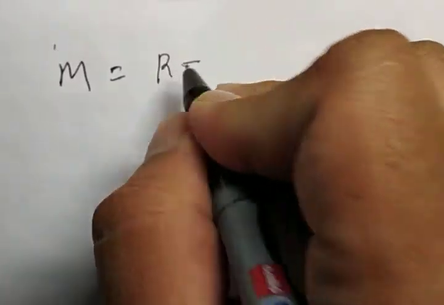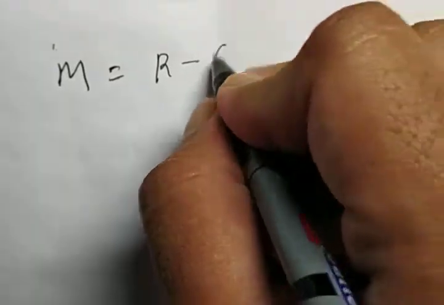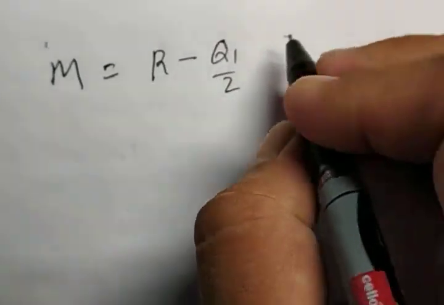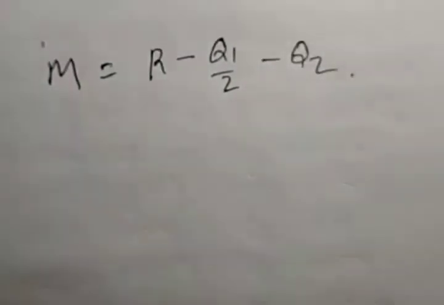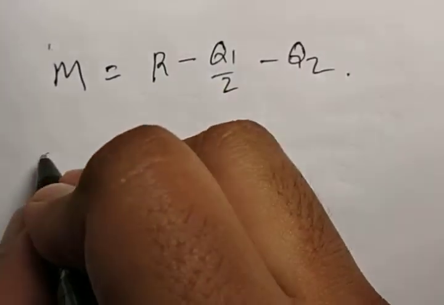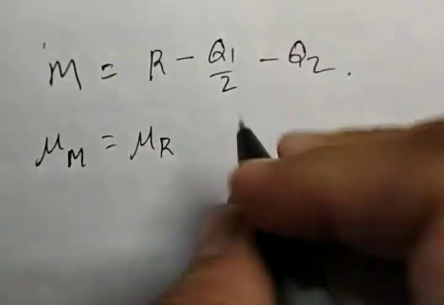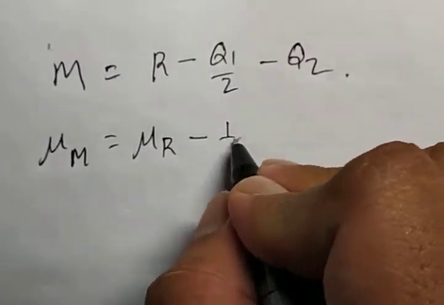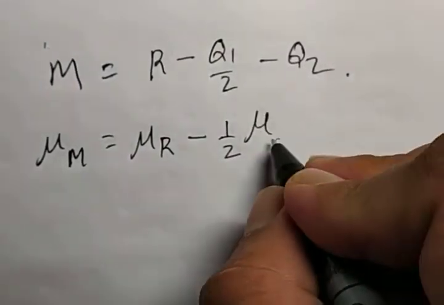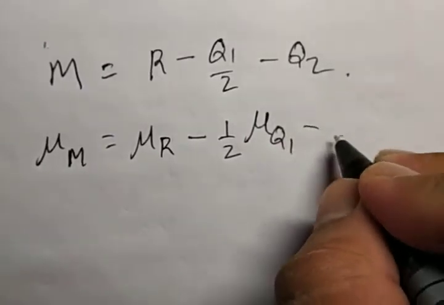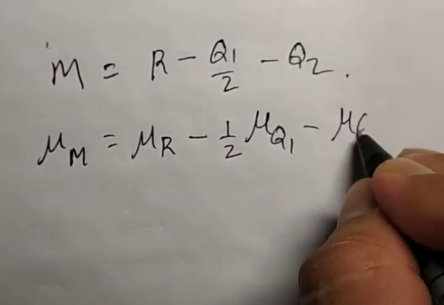Let me rewrite the m equation. M, the margin of safety, equals R minus Q1 by 2 minus Q2. Okay, so from this, mu m equals mu R minus half times mu Q1 minus 1 times mu Q2.